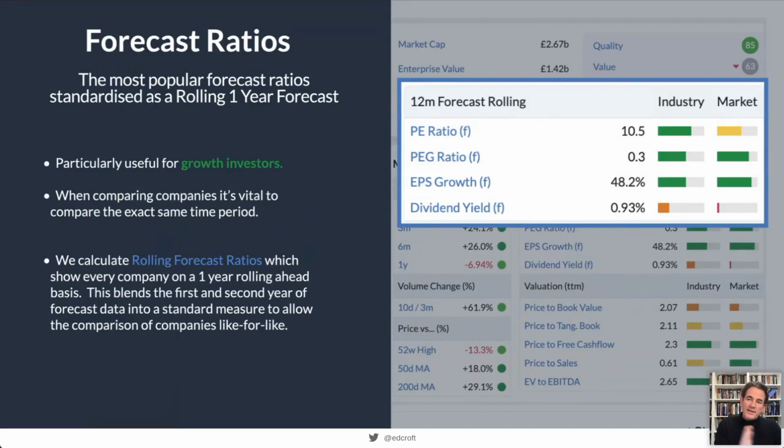But when you're comparing companies, it's really essential, when you're using forecasts, to compare them on the same like-for-like basis. So I'm going to explain this. There's a little bit of maths here, so just bear with me. We're going on to numbers 4 to 7 in a minute.